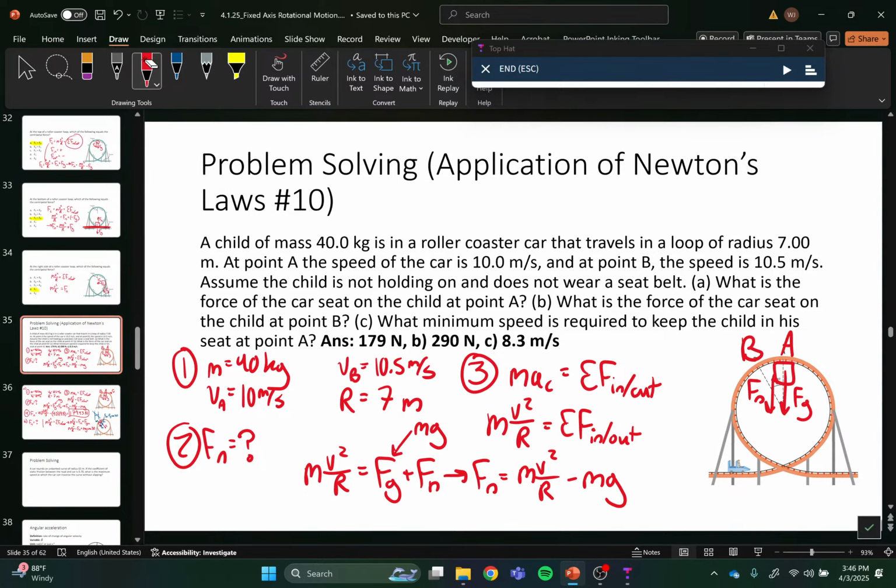But what if I get slower and slower and slower? At some point, what's the normal force going to turn into? What's the smallest value the normal force can be?